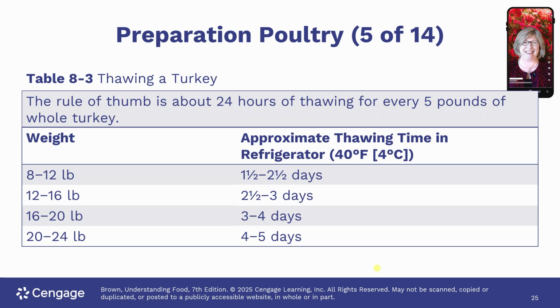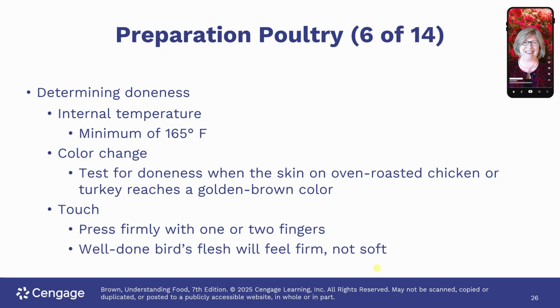Here we have poultry preparation, slide 5 of 14, thawing a turkey. The rule of thumb is about 24 hours of thawing for every 5 pounds of whole turkey. And here we see a chart, this is Table 8-3, of how much time it takes to thaw your turkey, depending on how much it weighs. If you get a big bird, a 20 to 24 pound bird, it's going to take 4 to 5 days to thaw that.